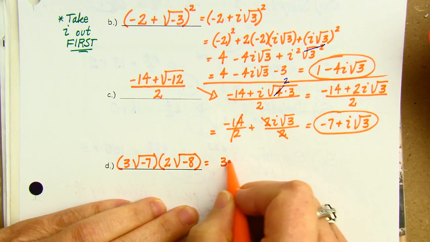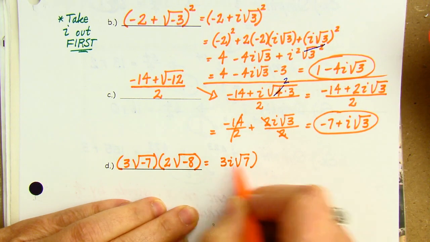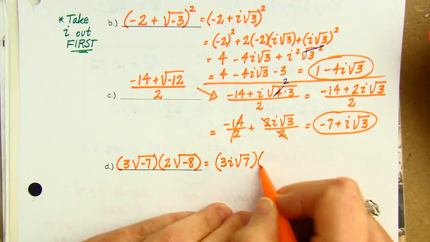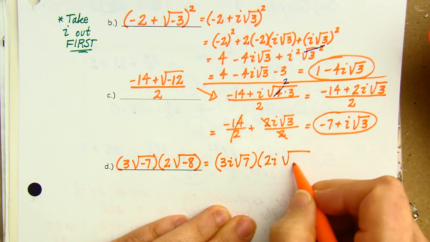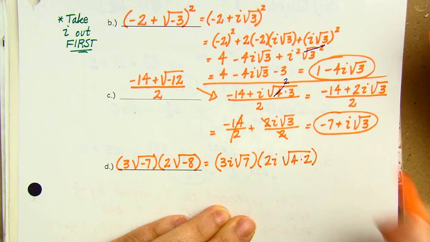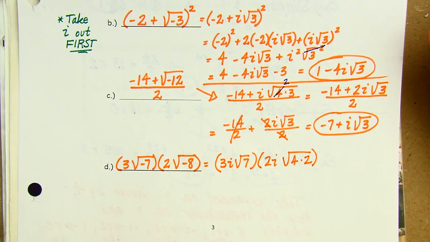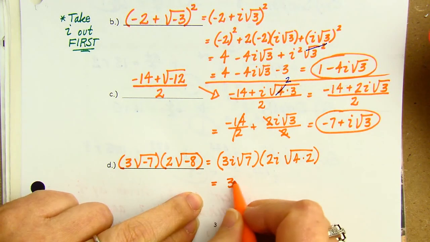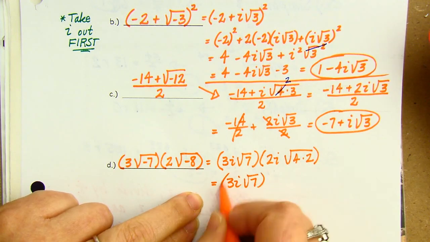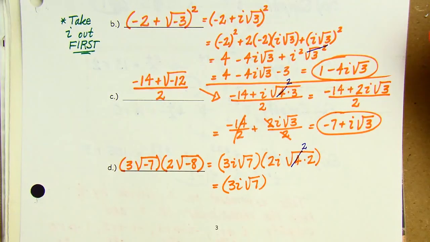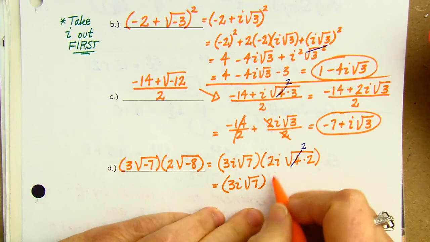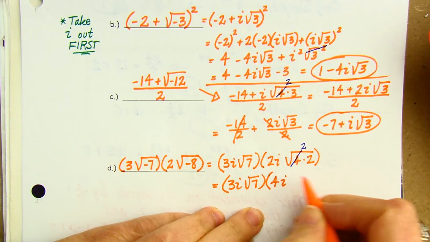This is 3I root 7 being multiplied with 2I root 8. But root 8 could be thought of as 4 times 2. Why am I writing it as 4 times 2? Yes, you're correct, because 4 is a square, and I have to simplify that radical 8. All right, this becomes 3I root 7. 4 is going to come out as a 2. And that 2 is going to get multiplied with this 2, so this becomes 4I root 2.